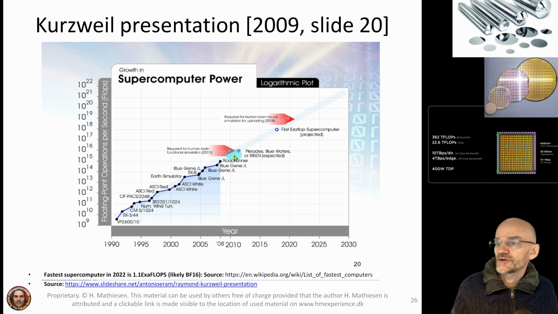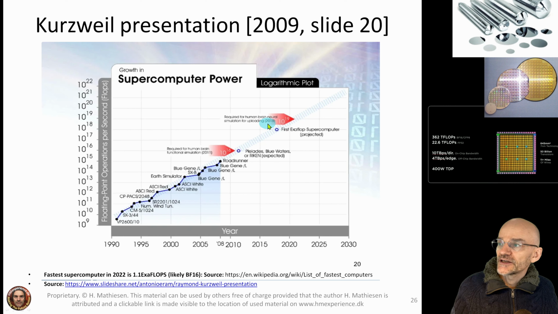And we know when we have a linear line that you can fit on a graph with a logarithmic y-axis, then we know it's exponential growth. So he has been really good at predicting the future using these exponential constant growth trends that have held up very well. And he's doing it here. He has plotted in the human brain here. That's the computational speed required for human brain functional simulation. That's 10 to the 16.